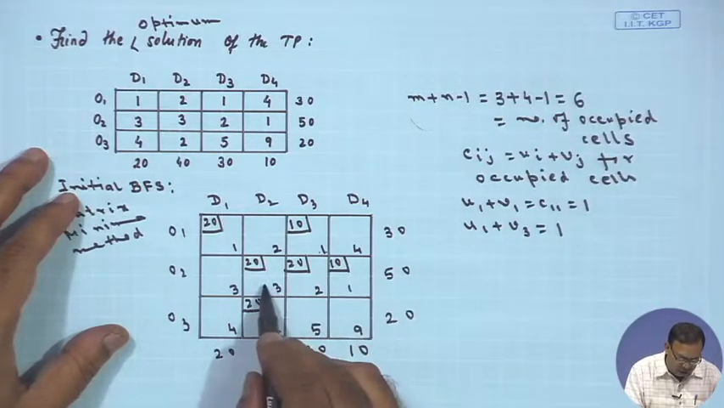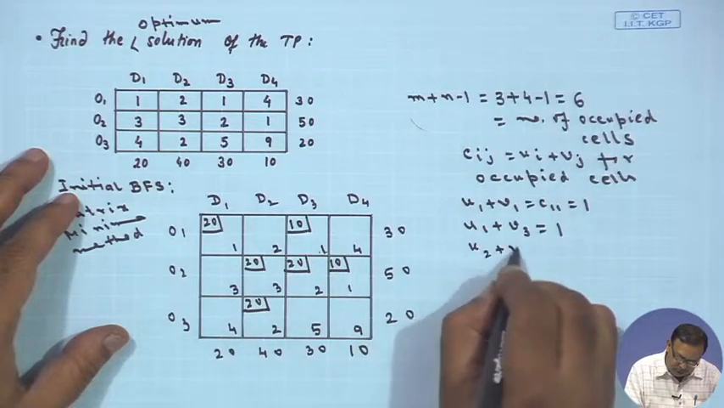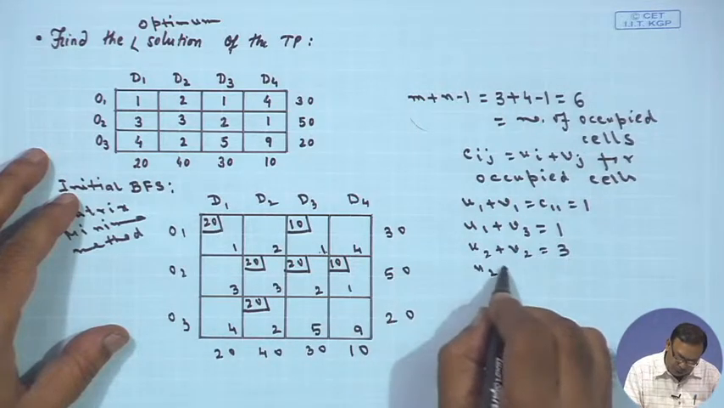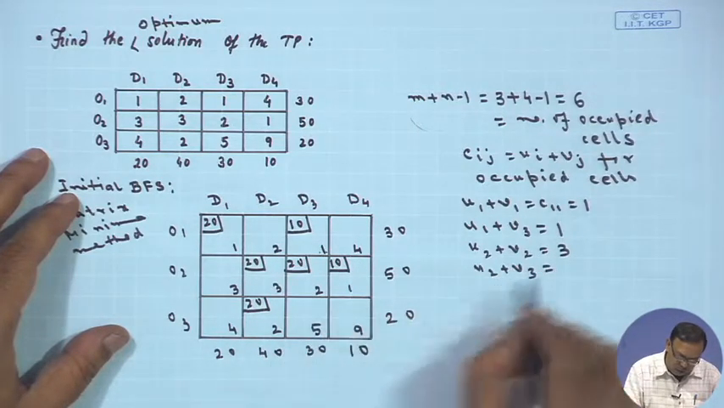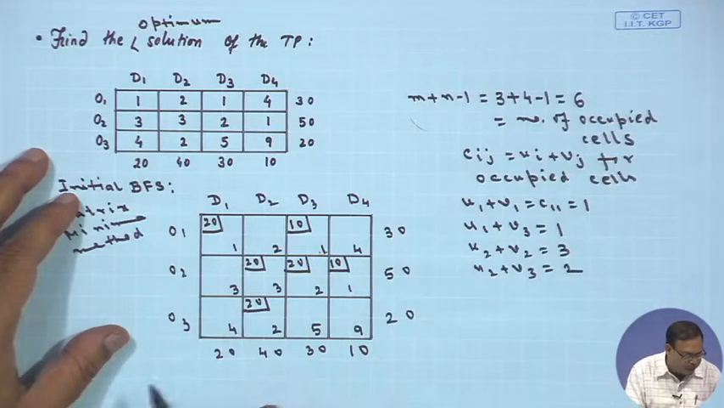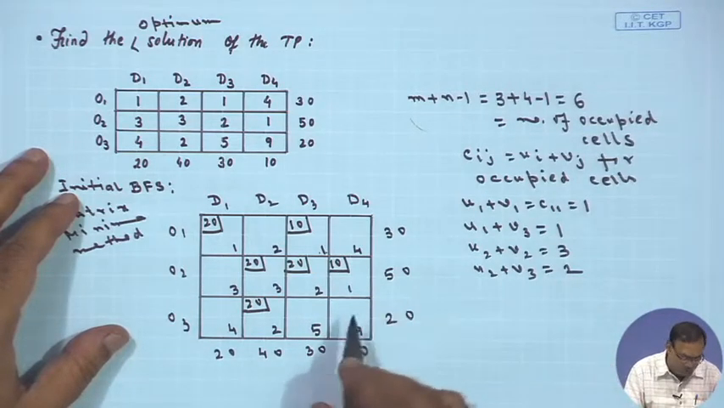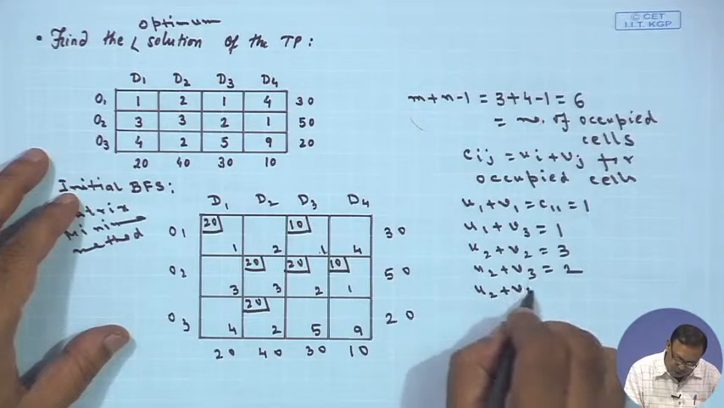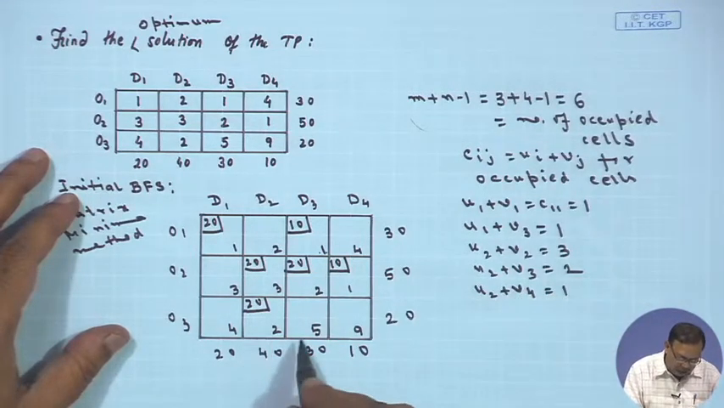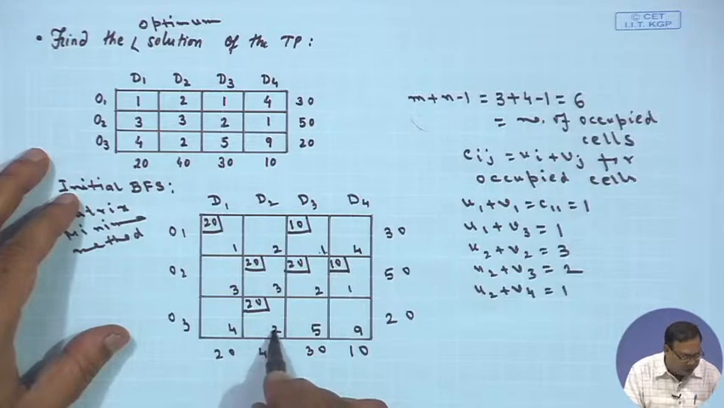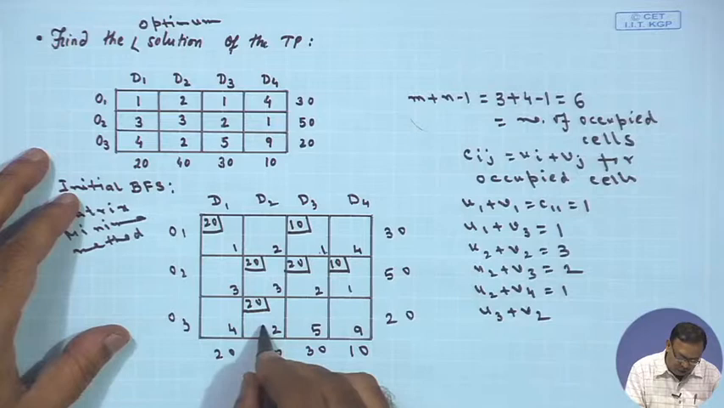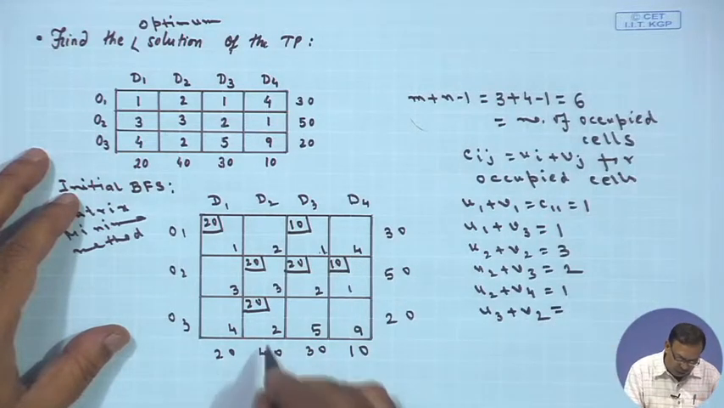Second one is 2,2. So, U2 plus V2 equals the cost, which is 3. Next is U2 plus V3, this is equal to 2. Then U2 plus V4, this is equal to 1. And U3 plus V2, the next occupied cell, this is equal to 2.